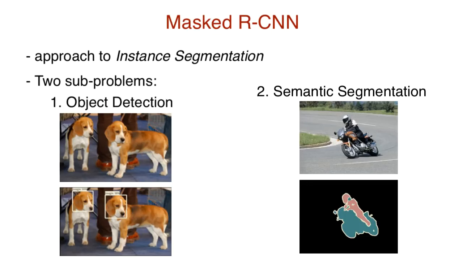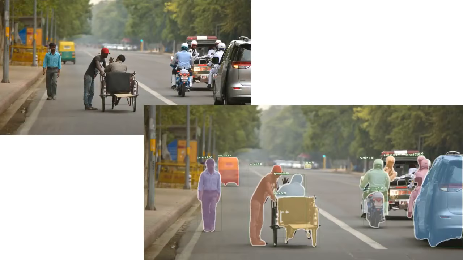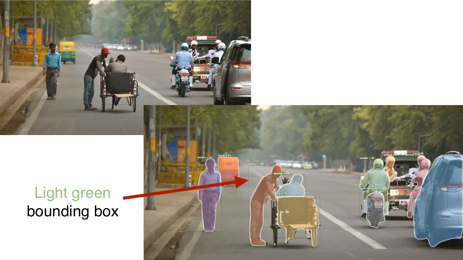Using object detection and semantic segmentation together, we get instance segmentation. In these images, the bounding box is created from object detection, and the shaded masks are the output of semantic segmentation.